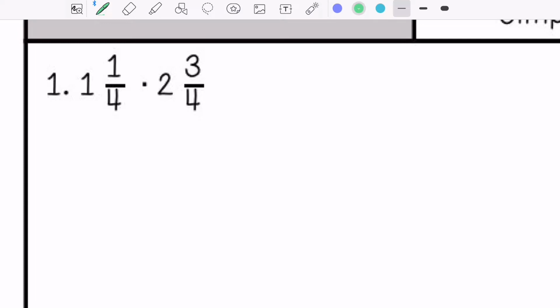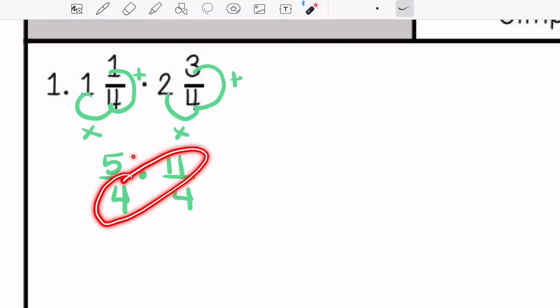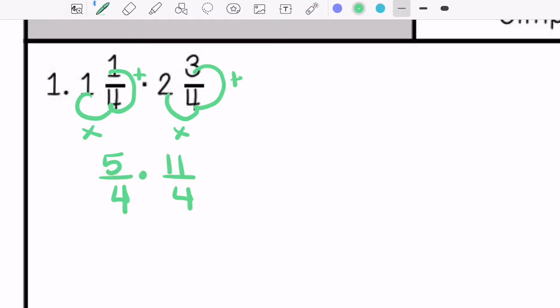We're going to convert these into improper fractions. So 5/4 times 11/4. Greatest common factor is 1. Greatest common factor is 1.